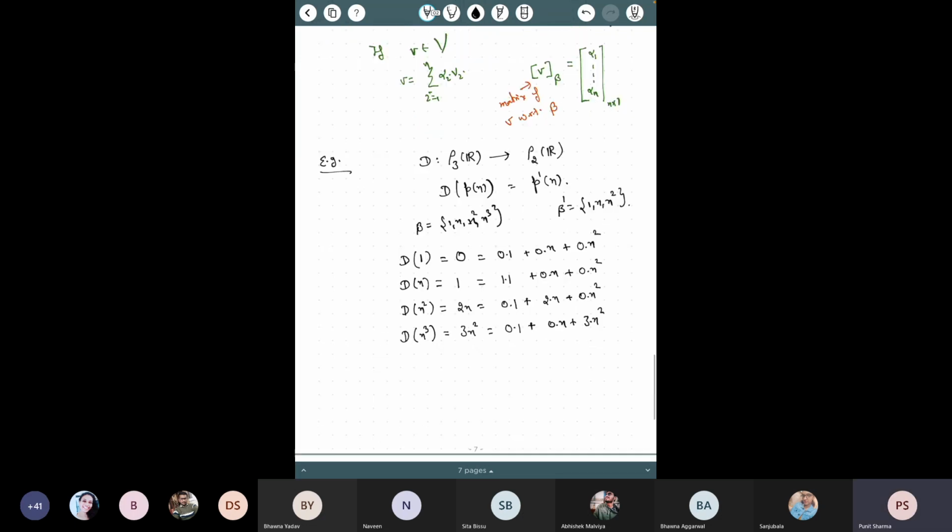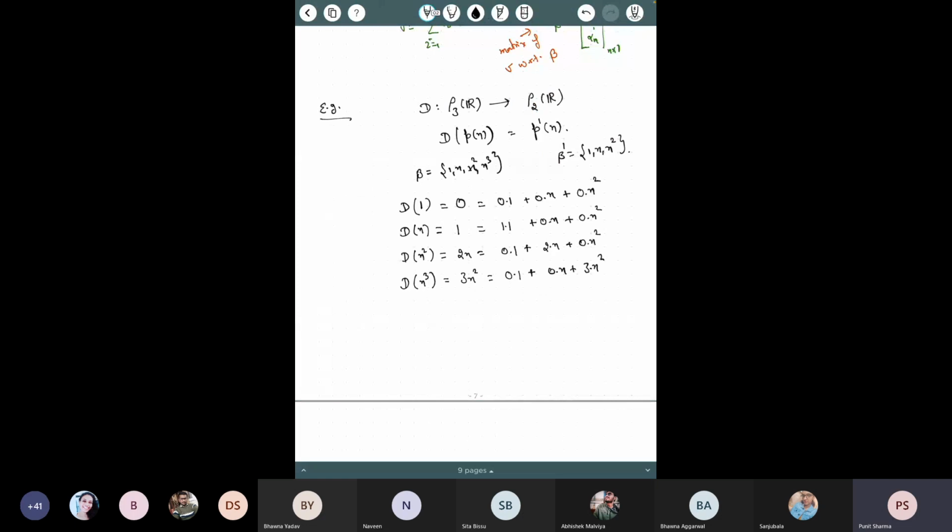Now you have collected all the coordinates, so you can arrange them in the matrix and find the matrix of T with respect to B and B dash. Now can you tell me the first column of this matrix? 0 0 0. Right. And then 1 0 0, then 0 2 0, and then 0 0 3. This is a matrix of size 3 cross 4. This is the matrix of T with respect to B and B dash.